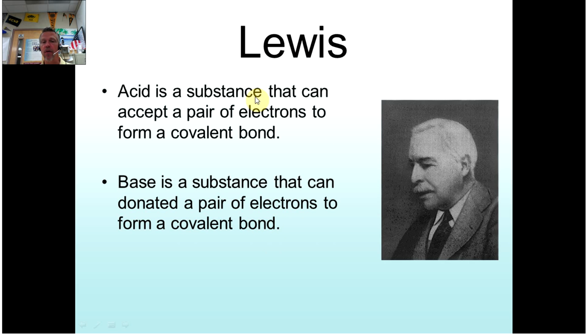This is by far the broadest definition of an acid or base, because there's no requirement for hydrogen ions or for hydroxide ions. So this is the broadest possible definition that includes the most possible compounds as being characterized as acids or bases. We actually don't use this definition as much as we use the Bronsted-Lowry definition, but this one is more current, it's newer, and it's more broad.